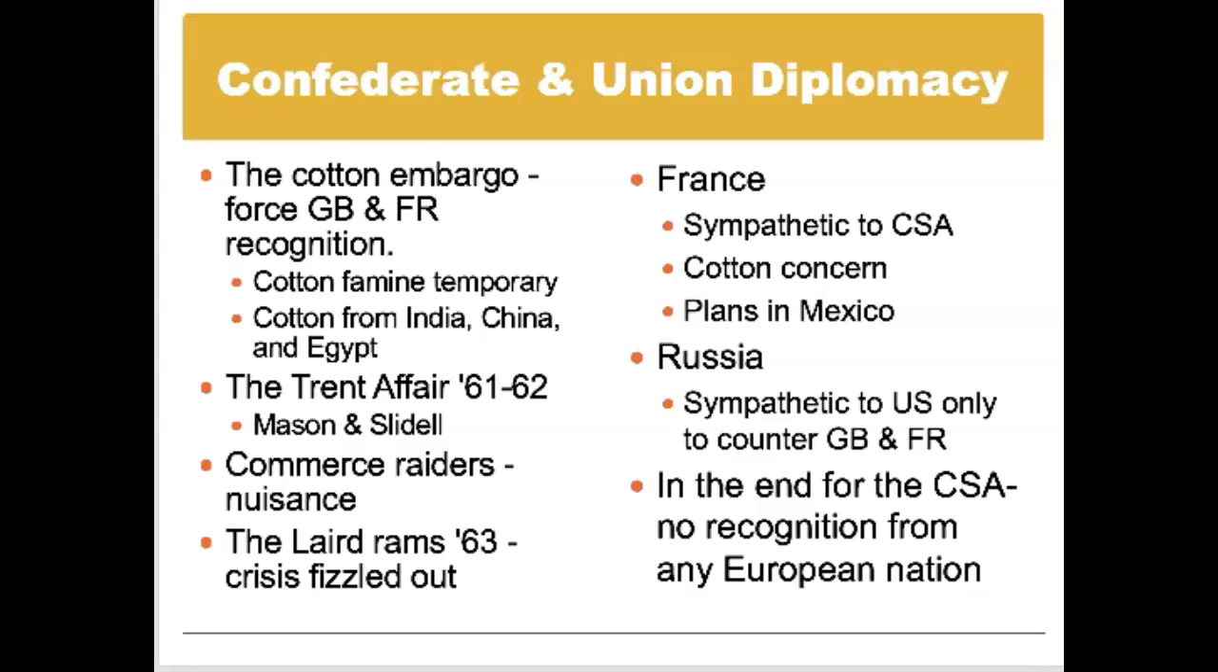Russia, on the other hand, was sympathetic to the U.S. only to counter Great Britain and France. It's the old balance of power theory. Russia was trying to find a way to keep their importance in the European community here, and so they were only sympathetic to the United States for that particular reason. In the end, for the Confederacy, no recognition from any European nation.